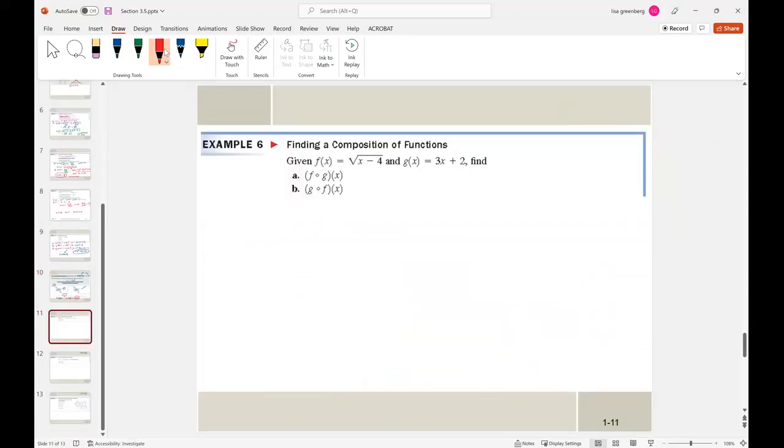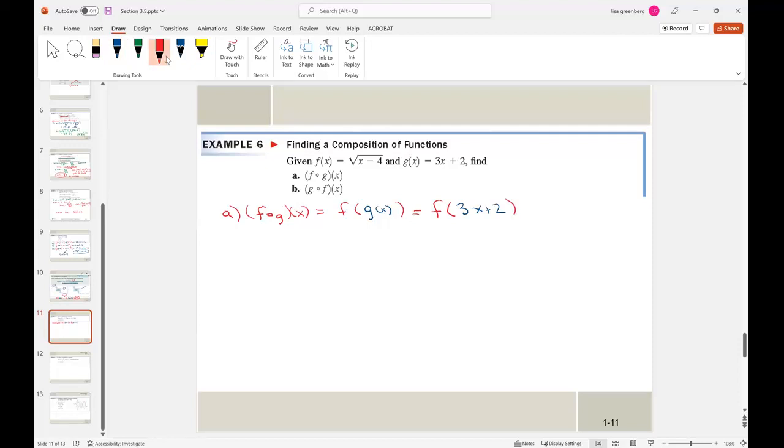So for example, if I want to find the composition of these two functions, what would I do? Well, I first start off by saying f composed with g of x is the same as f of g of x, okay? So this is f of g of x. What I'm going to do next is plug in what g of x equals. Well, g of x is equal to 3x plus 2.